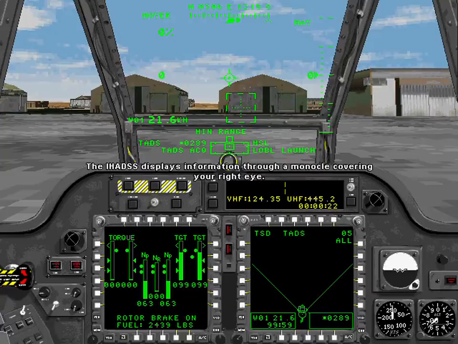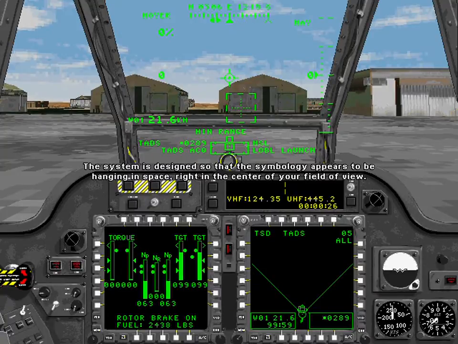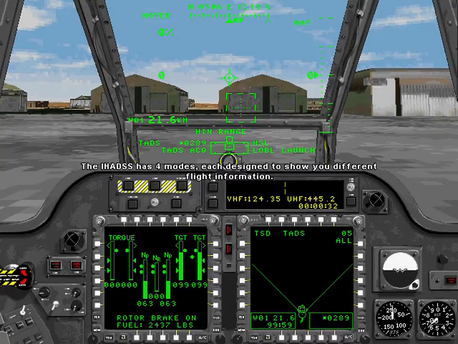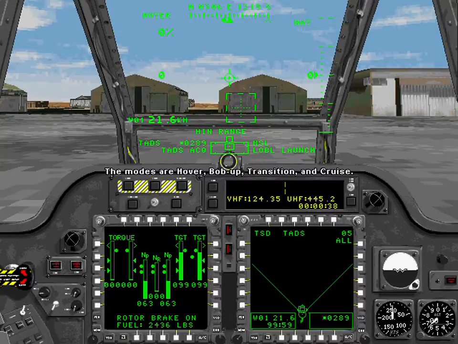The IHADS displays information through a monocle covering your right eye. The system is designed so that the symbology appears to be hanging in space right in the center of your field of view. The IHADS has 4 modes, each designed to show you different flight information. The modes are hover, bob up, transition, and cruise. You change modes by hitting the End key.